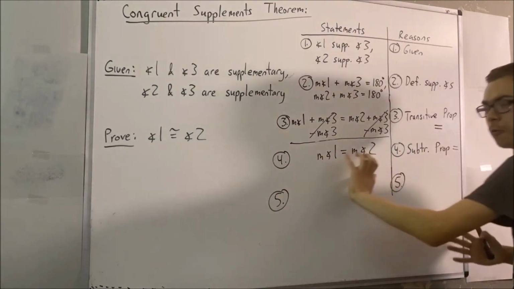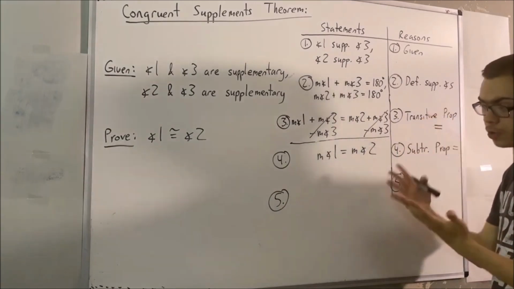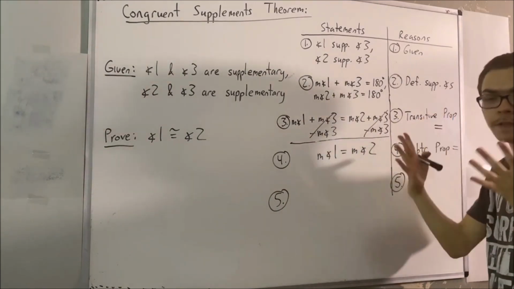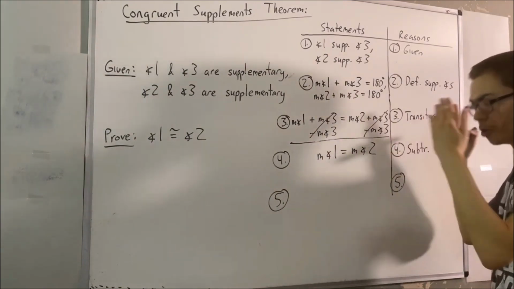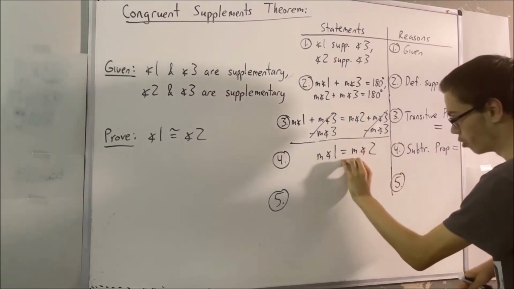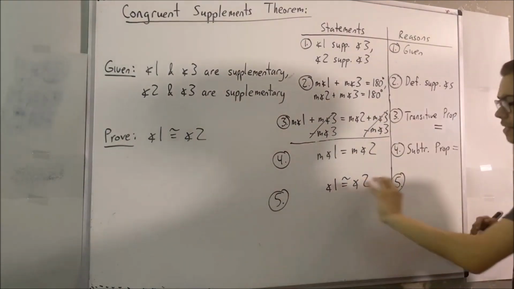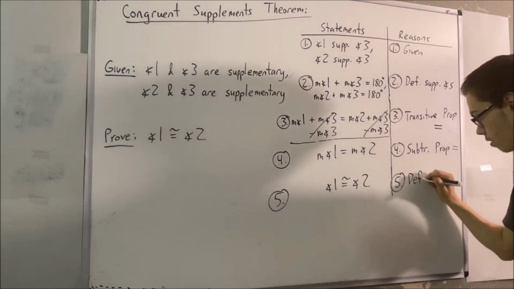And notice, we're really close. All we have to do now is use the definition of congruent angles, right? The definition of congruent angles is that congruent angles have equal measures. Therefore, angle 1 must be congruent to angle 2 by definition. And that's by the definition of congruent angles.